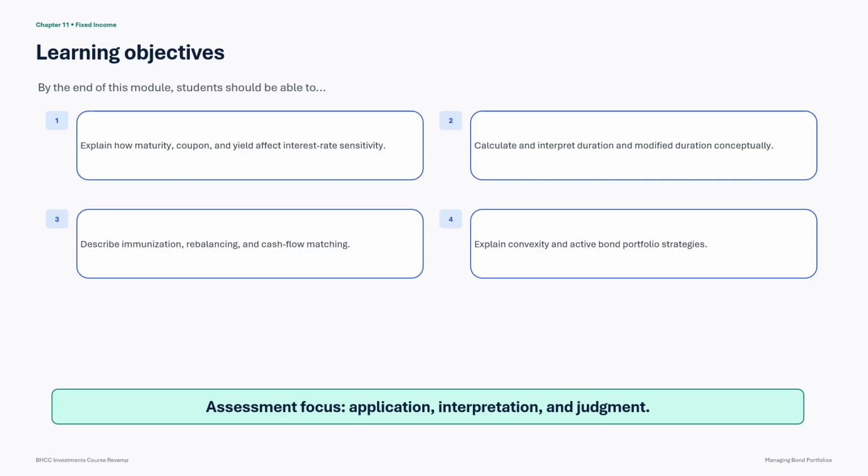What liability or benchmark is the portfolio serving? Which rate, curve, credit, and liquidity risks does it own? How will those exposures change as time passes? And what would force the manager to rebalance? Duration is not just a number in a fact sheet. It is a description of how quickly the portfolio can change its mind when yields move.